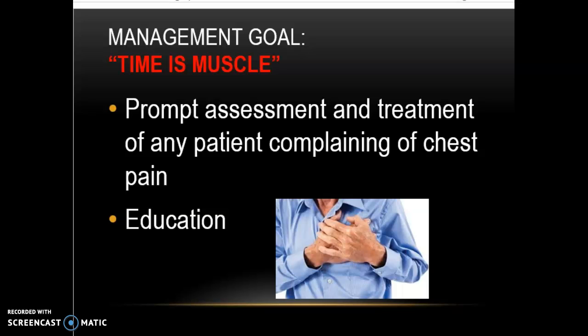So our management goal is time as muscle. Prompt assessment and treatment of any patient complaining of chest pain is required. And another management goal is we need to educate our patients about chest pain.